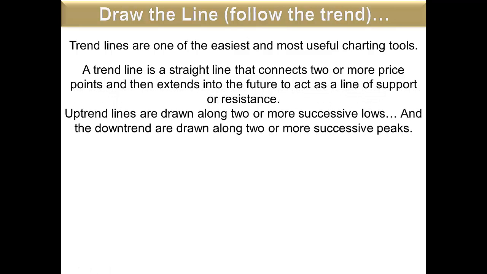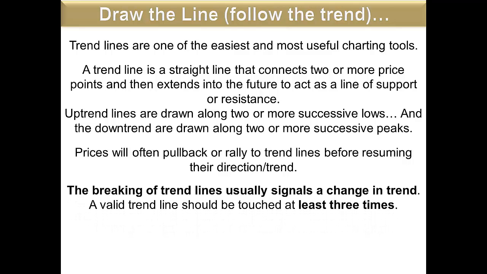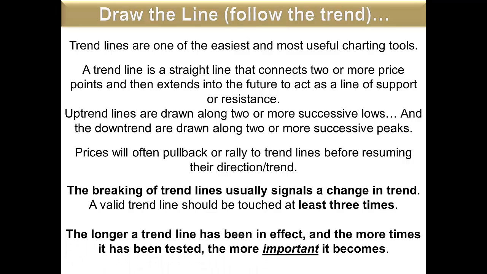Uptrend lines are drawn along two or more successive lows, and downtrend lines are drawn along two or more successive peaks. Prices will often pull back or rally to trend lines before resuming their direction or trend. The breaking of the trend line usually signals a change in trend. A valid trend line should be touched at least 3 times. The longer a trend line has been in effect and the more times it has been tested, the more important it becomes.